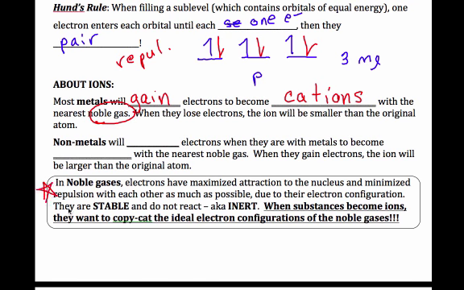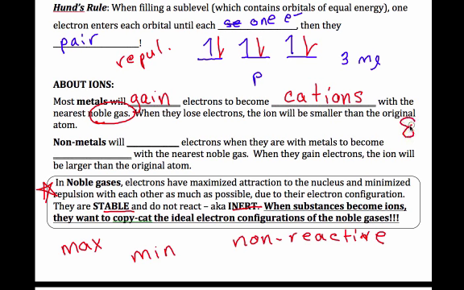Noble gases are stable. They're inert. They are non-reactive. Those are all terms. You really need to understand that. So noble gases have maximized the attraction to the nucleus and minimized repulsions between electrons. So that's our goal, to get to the nearest noble gas with 8 outer s and p electrons. Remember, we called those valence electrons.